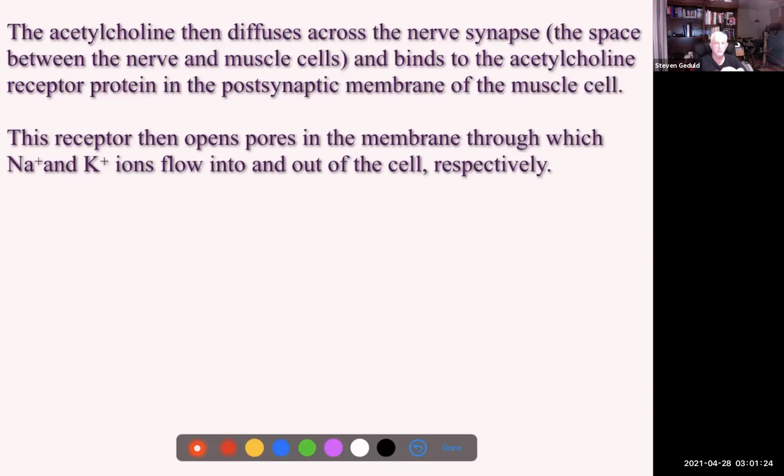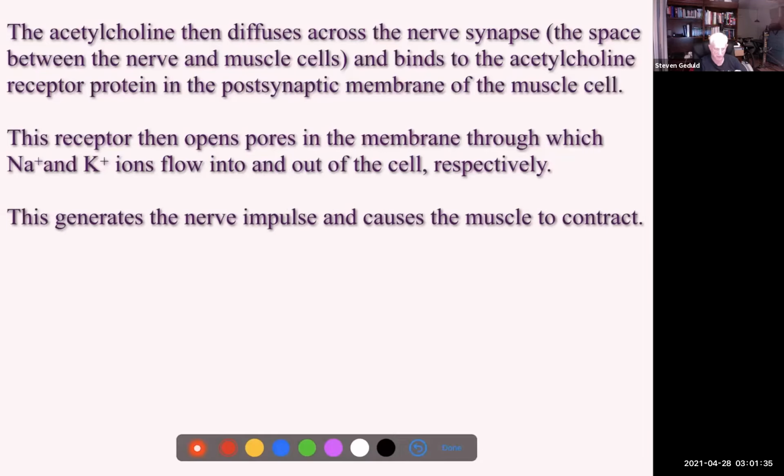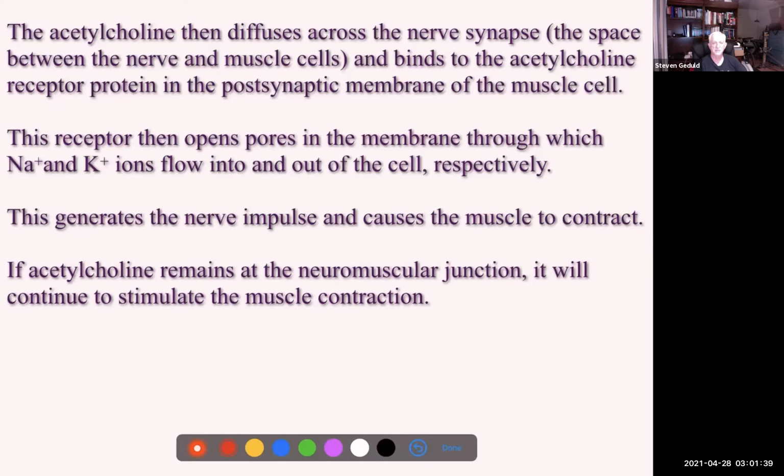This receptor then opens up pores in the membrane through which sodium and potassium ions flow into and out of the cell. This generates a nerve impulse and causes the muscle to contract. So if acetylcholine remains in the nervous junction, it will continue to stimulate muscle contraction. So it can't stay there, because that is not a good thing. You have to be able to stop that contraction once you start it.